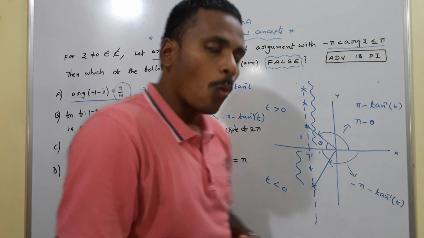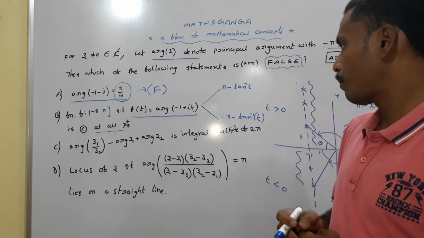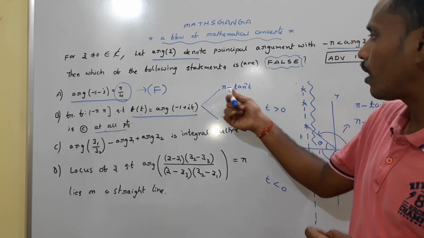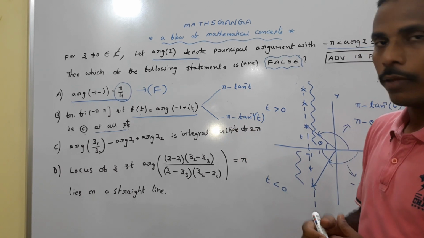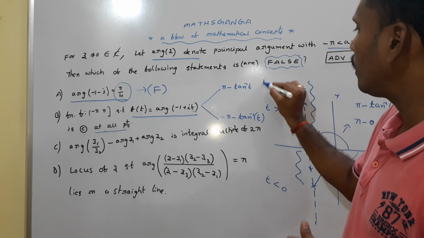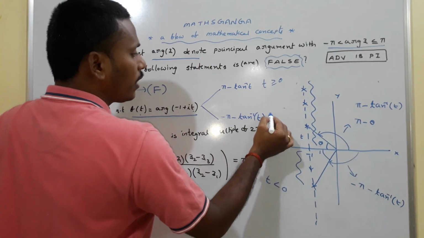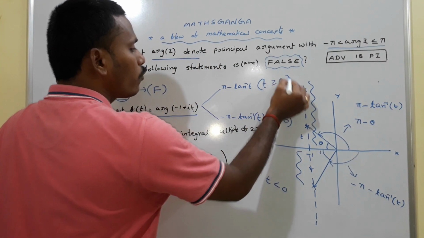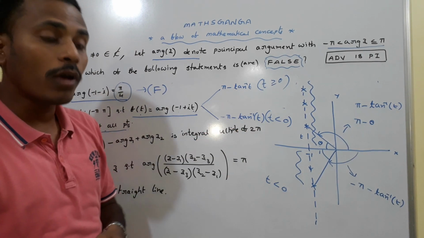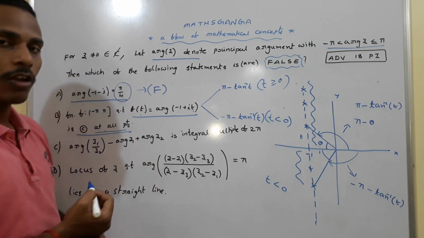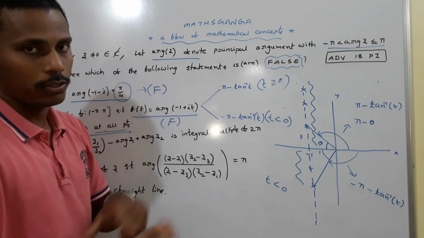We need to check whether it is continuous at all points or not. If you look at 0, for 0 positive, the argument is pi, and for 0 negative, the argument will be minus pi. This is pi minus tan inverse t for t greater than or equal to 0, and this is minus pi minus tan inverse t for t less than 0. For continuity, the right hand limit is pi, whereas the left hand limit is minus pi. Since those two are not equal, this is not continuous at all points. So this is also a false statement, and we need to mark this option also.